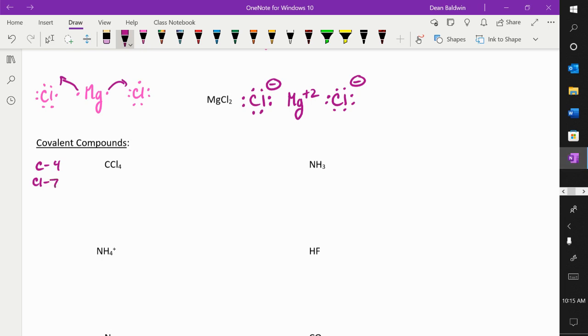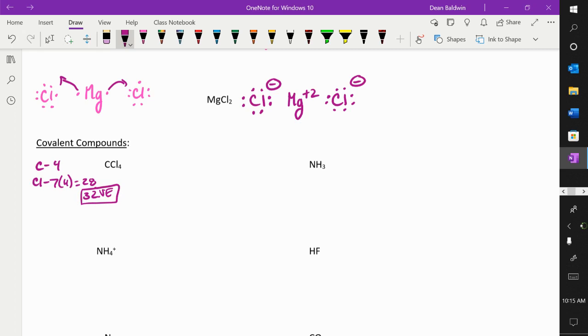So it's got 7. But how many chlorine atoms are there? There's 4 of them, right? So you have to multiply that by 4, which is 28. 28 and 4 is 32. There's 32 valence electrons that we have to account for here. Okay? That's your first step.